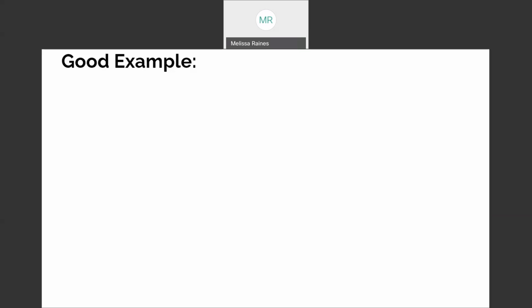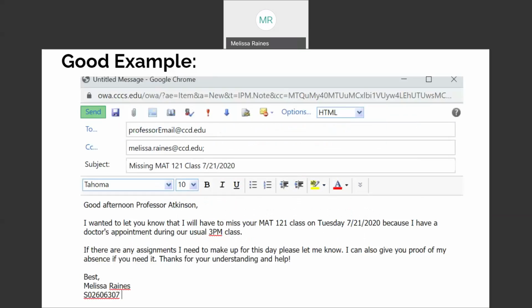So here is a good example. We got our email. You're going to put the professor's email at ccd.edu. That's who we are emailing in the To line. I have CC'd myself as your TRIO advisor. And then in the subject line, we put "Missing Math 121 class on 7/21/2020." Then in the body part, under that, we draft the actual email.